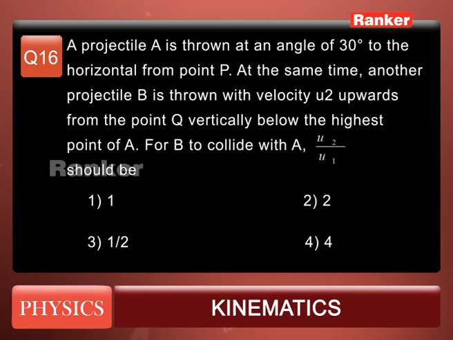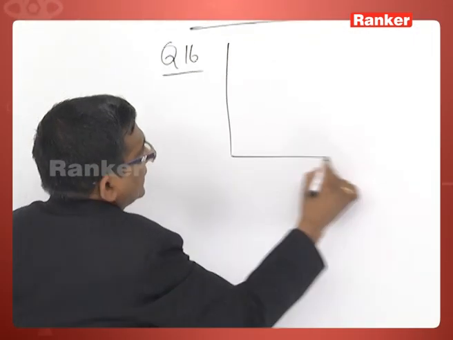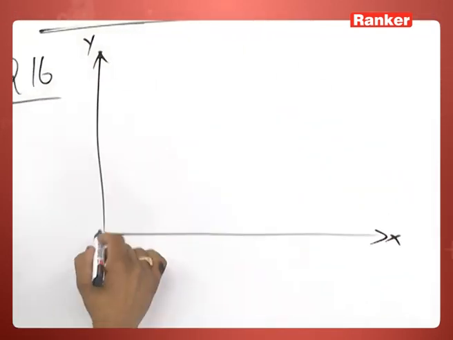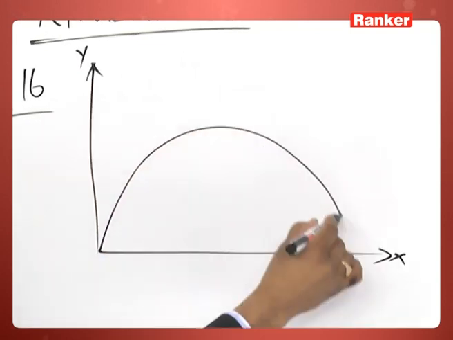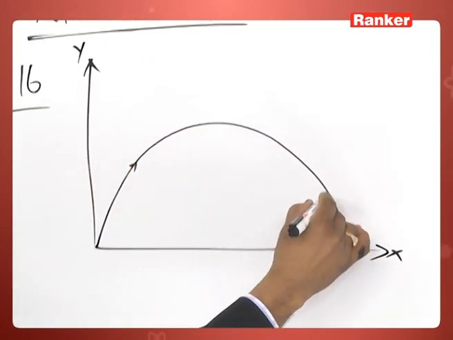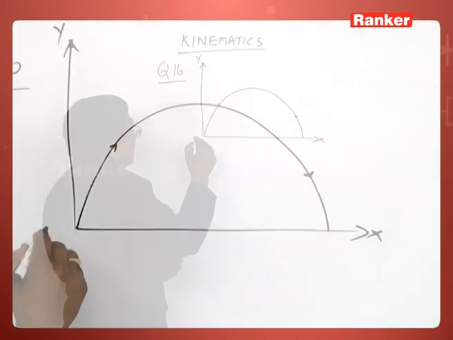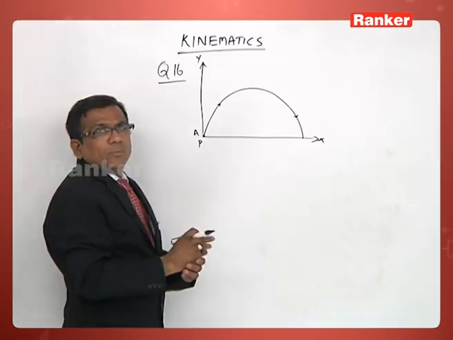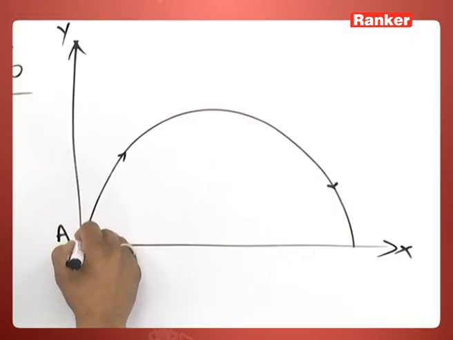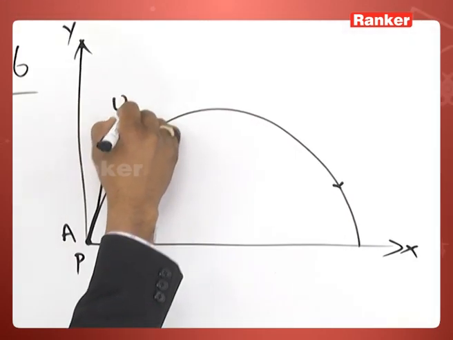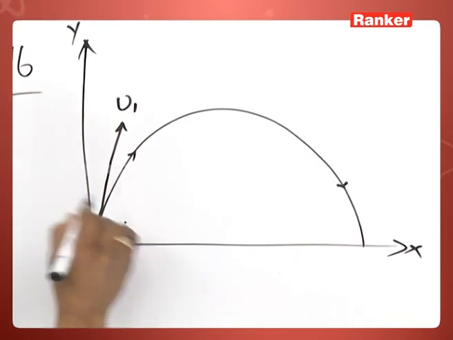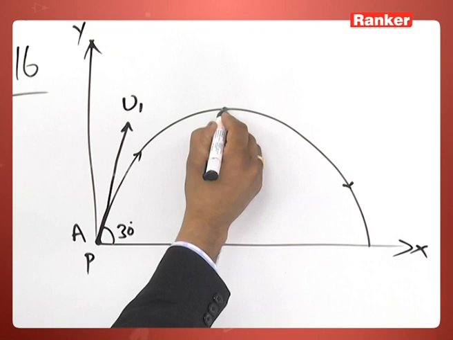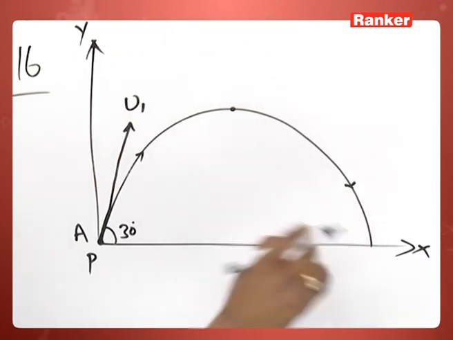In this problem, let us see, there is a projectile. It traces a parabolic path like this. Now, first projectile is thrown from A. This is projectile A. It is thrown from the point P at an angle of 30 degrees given. Its velocity is u1 and it is 30 degrees given in the problem. Now, it is moving in a parabolic path and it reaches the highest point. From there it moves downwards.